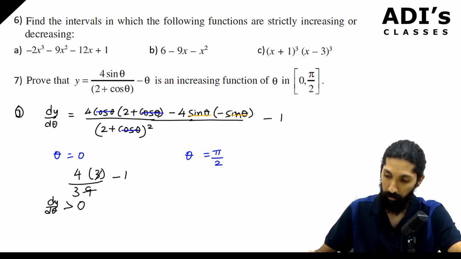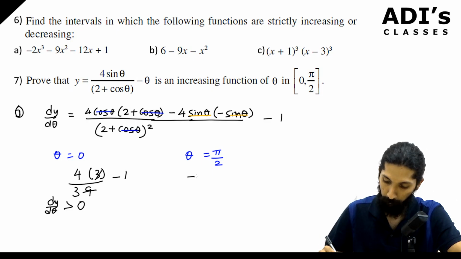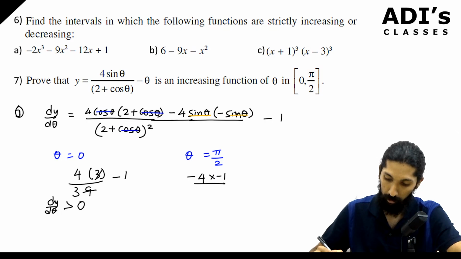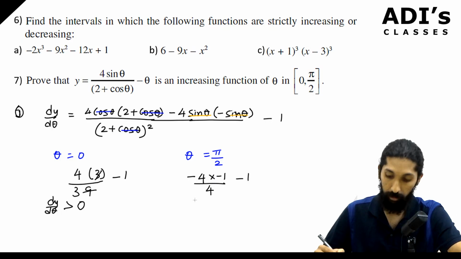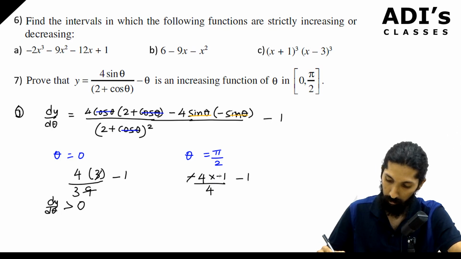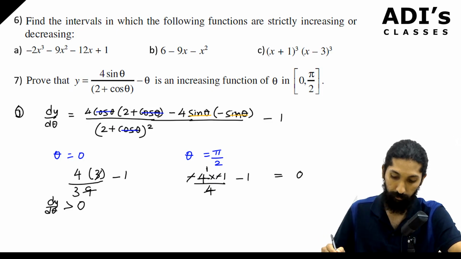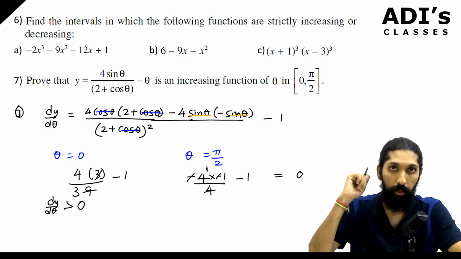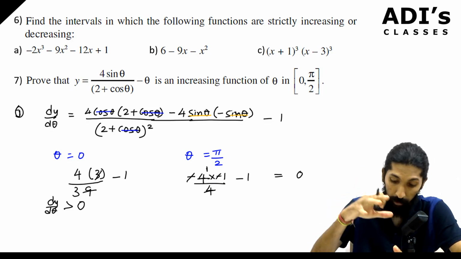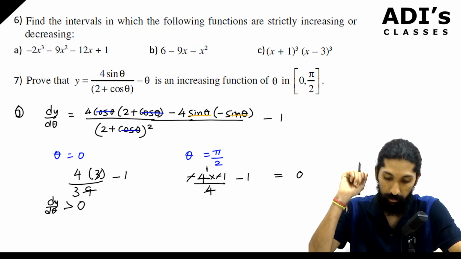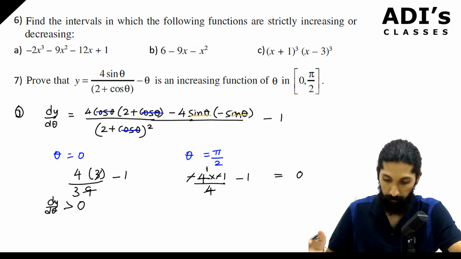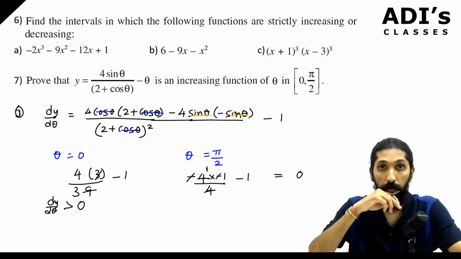So what do you have then? You are going to have minus 4 into minus 1 divided by 2 square, which is 4, minus 1, right? So 4 and 4 cancel. So what do you have? 1 minus 1, which is 0, isn't it? So when you take theta as pi by 2, you are going to get it as 0.